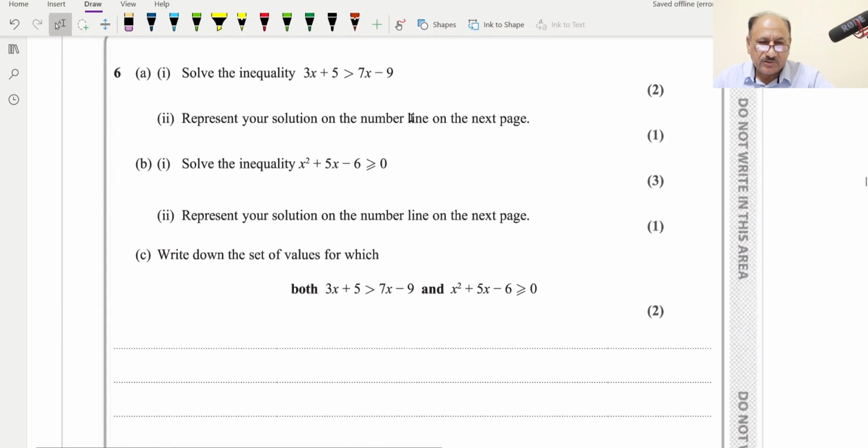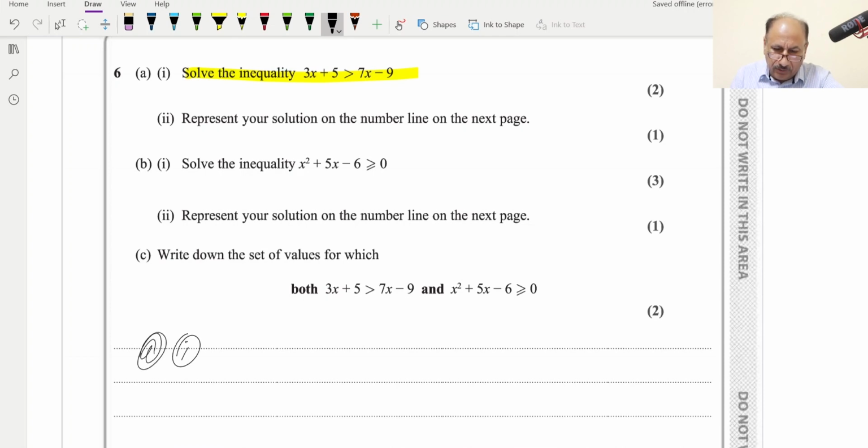We are done with this question. Now question number 6 is an inequalities question. Solve the inequality, and to solve this inequality we will be solving part A. Part 1 is 3x plus 5 is greater than 7x minus 9.